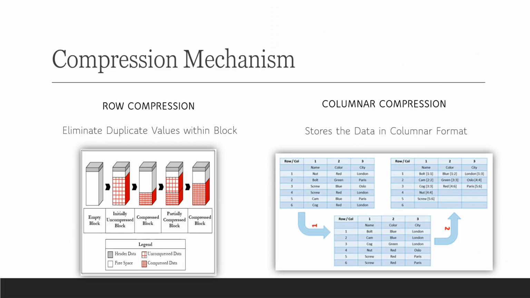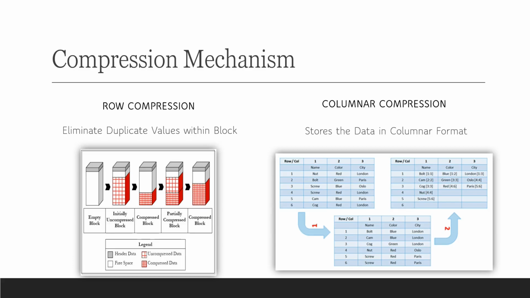So we have two famous types of compression in the market. The first one is row major compression, and the other one is column major compression, which is also called columnar compression. As everybody is aware, the data inside a table gets stored as rows and columns.